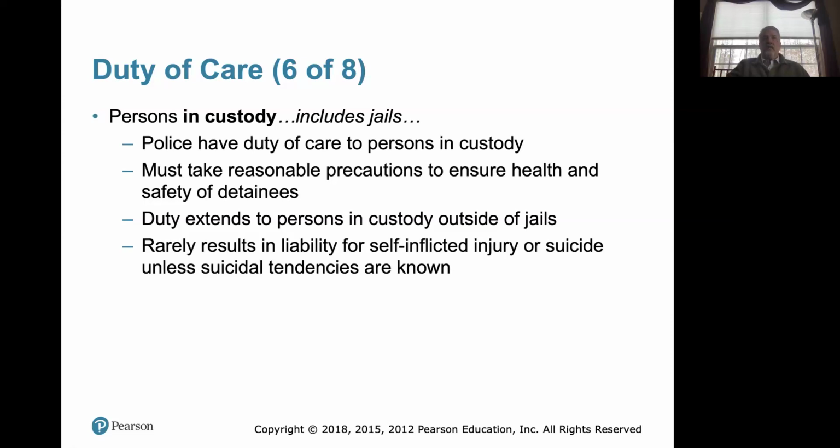It does not result in liability for people who do self-inflicted injury, or harm themselves, or commit suicide, unless the police have some reason to believe that the person is suicidal. We talked about people being on suicide watch, and because they're on suicide watch, police officers and jails take special precautions to prevent inmates from doing self-inflicted injury.